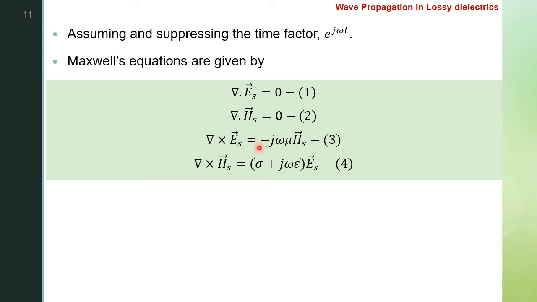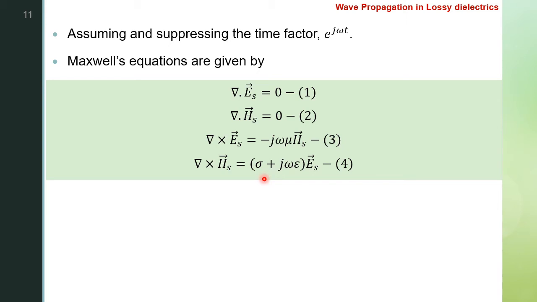The next equation is del cross E is minus dB by dt. When you reduce to phasor form, it will turn out to be del cross Es is equal to minus j omega mu Hs. The last equation is from the modified Ampere's law, which states that del cross H is equal to J plus dD by dt. When we reduce to phasor form, we get del cross Hs is equal to sigma plus j omega epsilon into Es. So we have two equations connected with divergence and two with respect to curl.